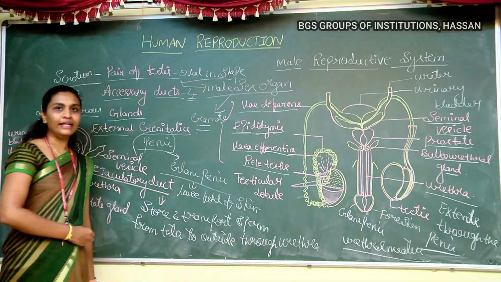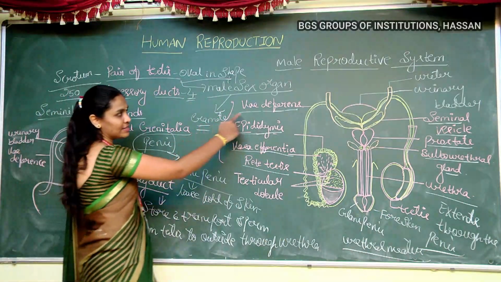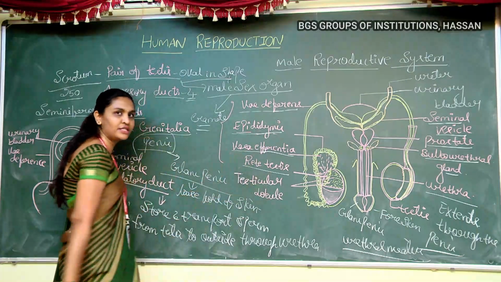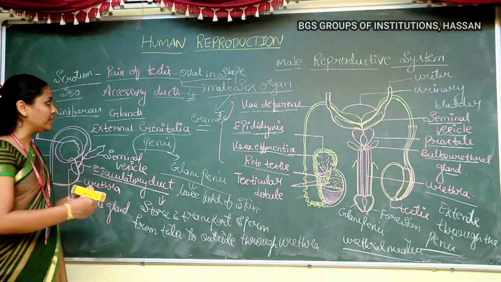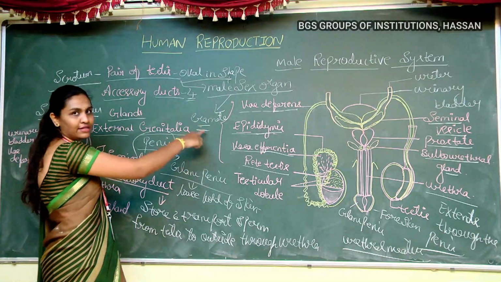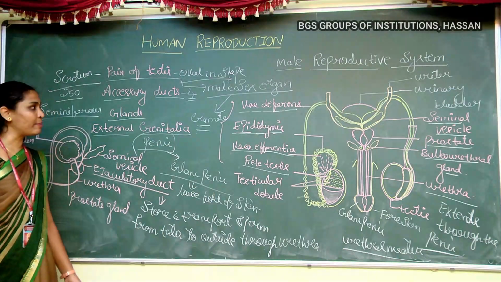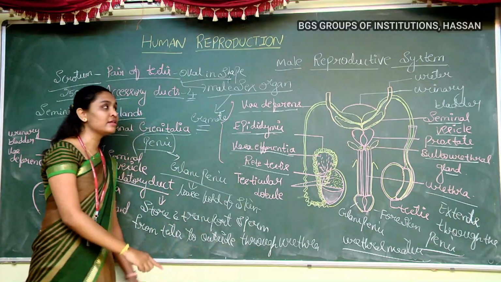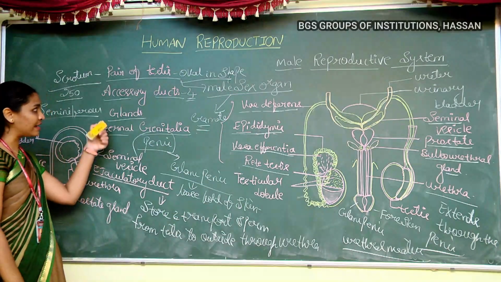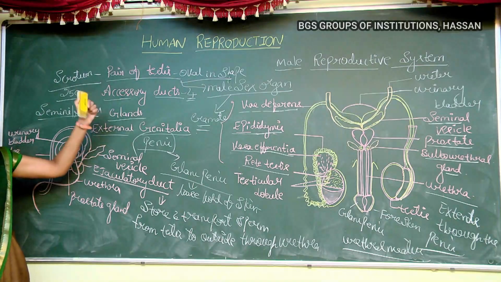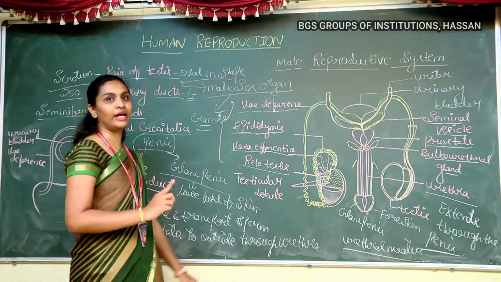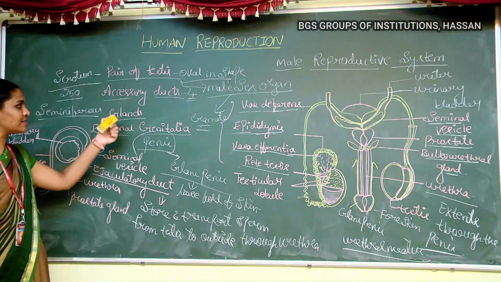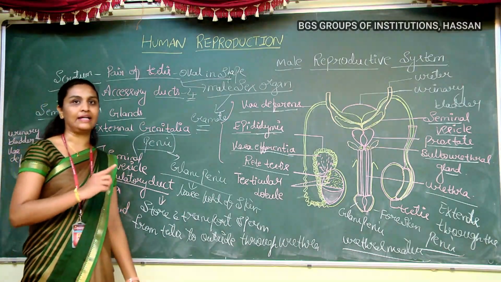See, accessory ducts, there are 4 accessory ducts: vas deferens, epididymis, vasa efferentia and rete testis. They are not involved in gamete formation. As I already told, gamete formation occurs in the male sex organ, that is testes. Accessory ducts help in the transportation of sperm to outside. That is the function of accessory ducts. Now let us see the function of accessory glands.